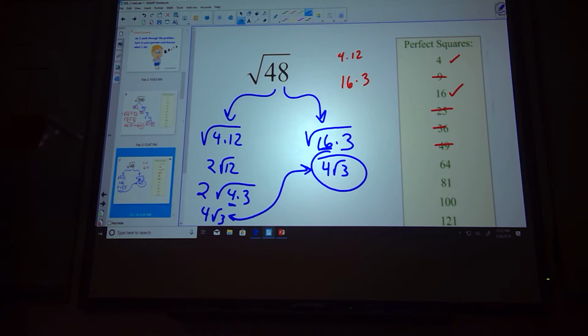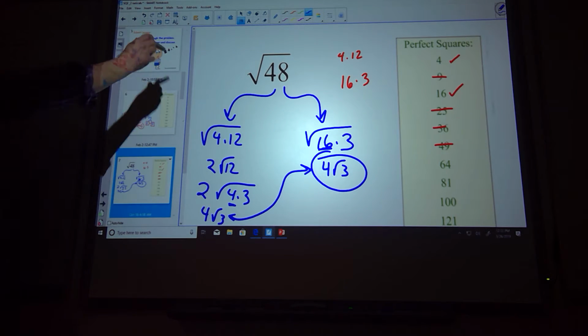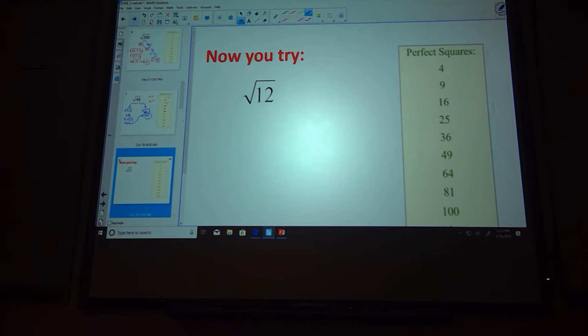Ready? Can I move on? Yeah. Okay. Try it. See if you can figure it out. I think it's like 144 times 2 is the same thing as 12. I think.